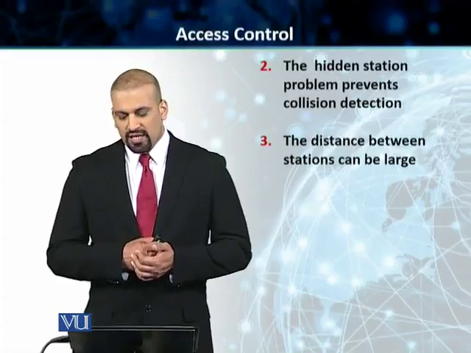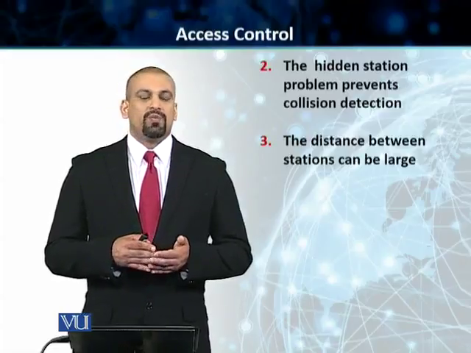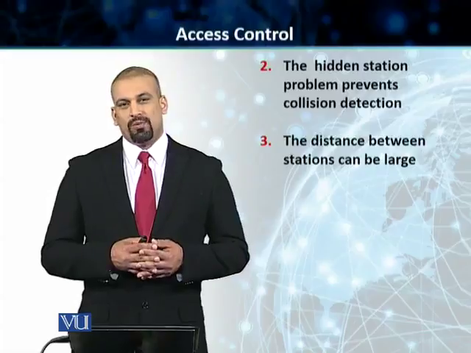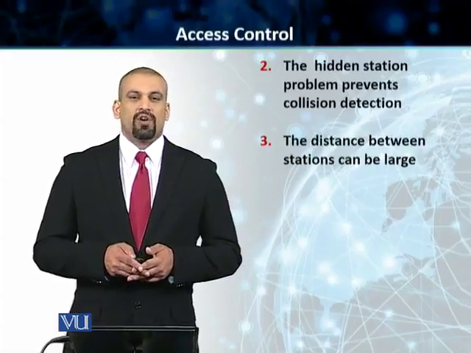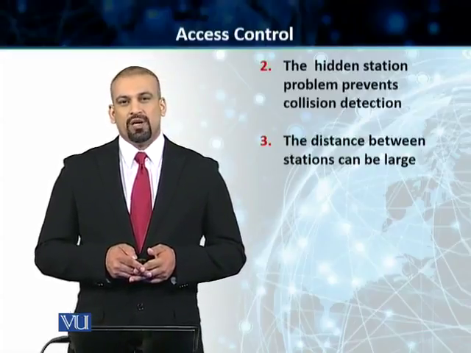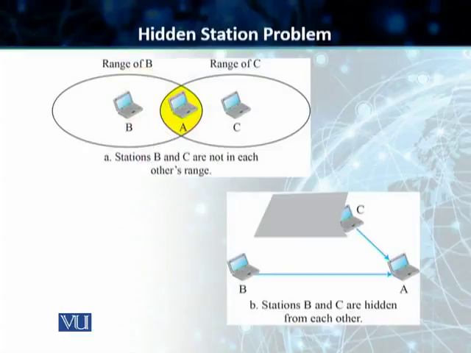The second reason is that we have a problem that we name the hidden station problem. So let's go to the slide, and we'll try to understand this hidden station problem a little bit further. Students, what is a hidden station problem? As you can see, there are two different scenarios that we define under a hidden station problem. The first one has three stations, B, A, and C, in the first figure on the top. And as you can see, the range of B is represented by the left-hand side oval.